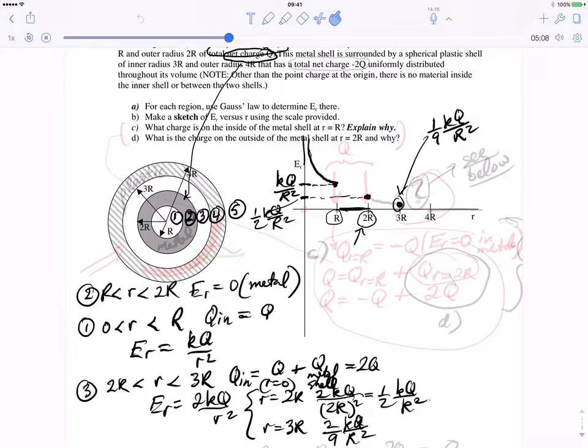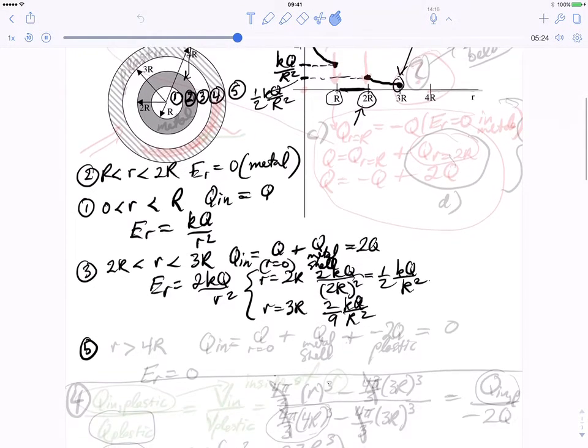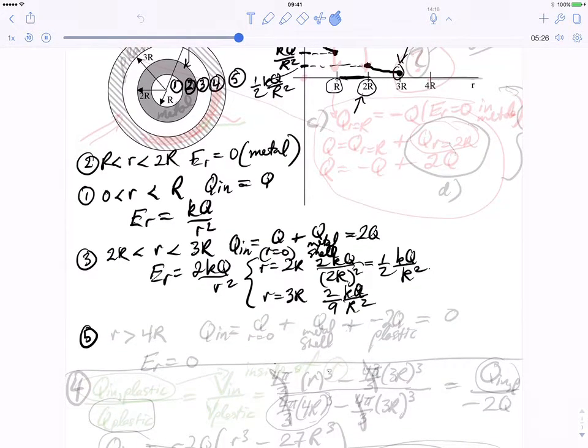Big R squared, still positive. And that's going to fall off like that, right? Now the outer region, region 5, let's go for that because that's still relatively easy. The outer region, region 5, what's the net charge of our uniformly charged plastic shell?